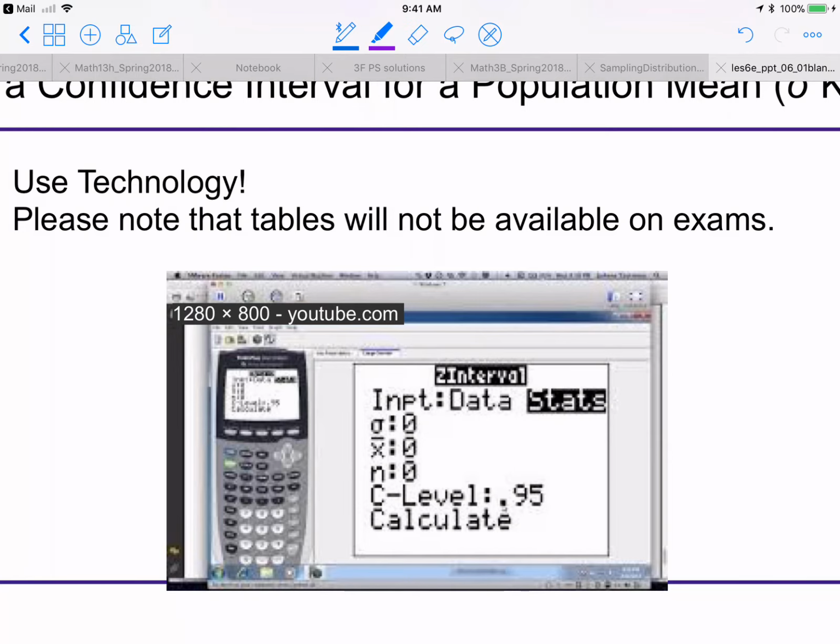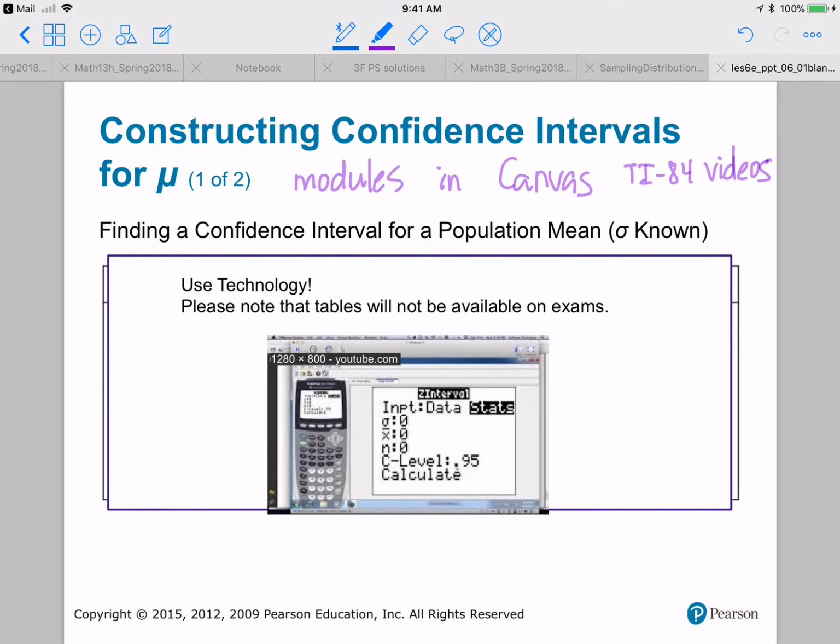Right now I just want to go over the notation. Here's what we're going to do. We're going to go to Stat, and then click over to Tests. We're going to be hanging out in Tests for the rest of the semester. And then on my calculator, it's number 7, Z interval.